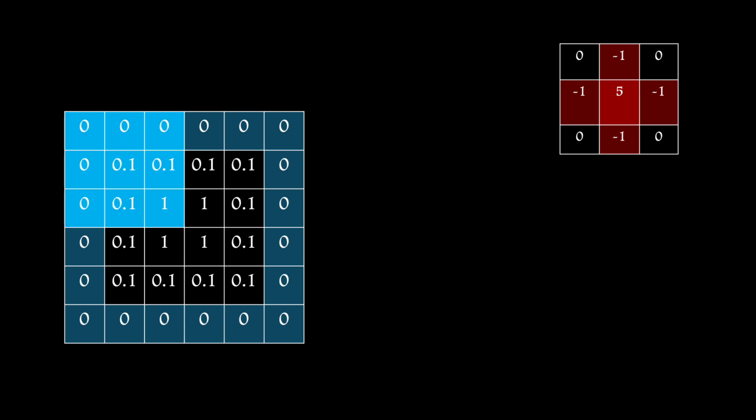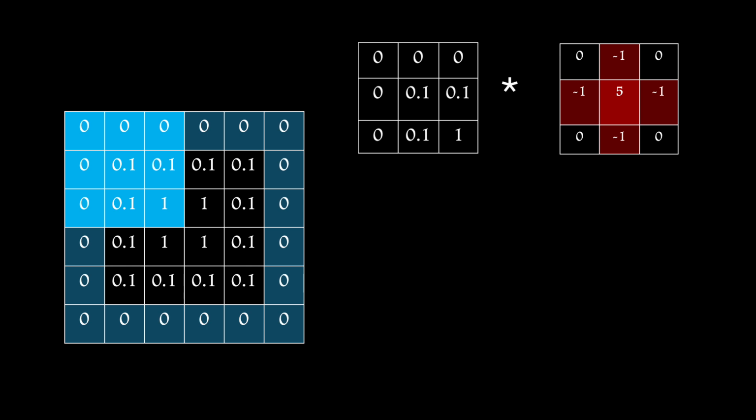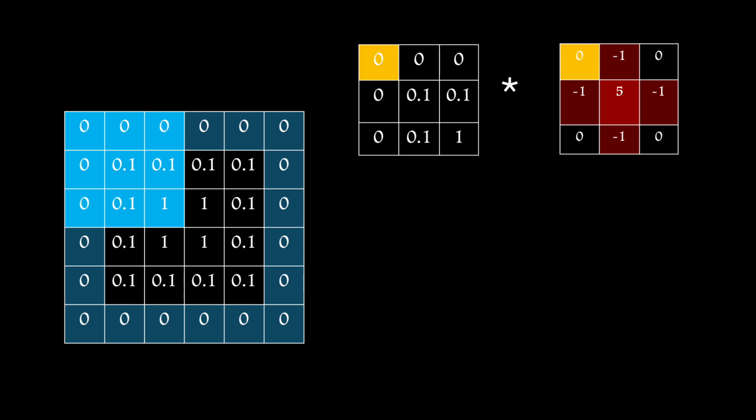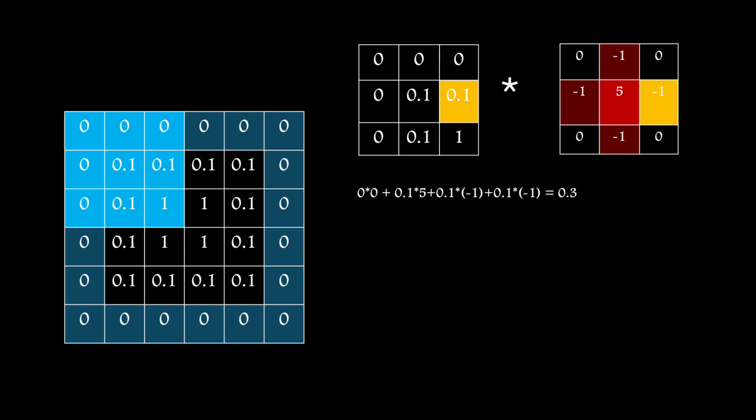For example, we choose the first square that has the same size and bring that to do the operation. Then we go over each cell in the kernel and that square that we get from the image. Then we do the product of them and we sum over them. Here we have a lot of 0 and I'm going to skip them. So we have a multiplication of 5 and 0.1 plus minus 1 and 0.1 plus minus 1 and 0.1, which is equal to 0.3.